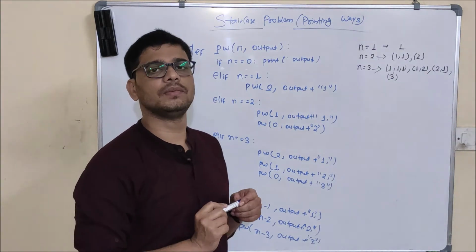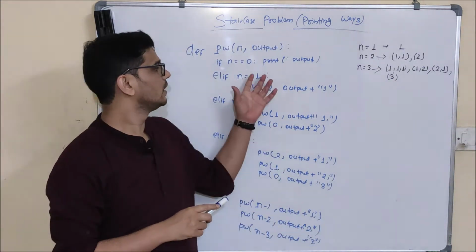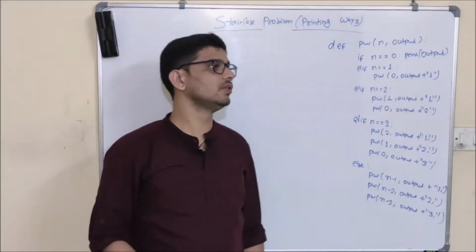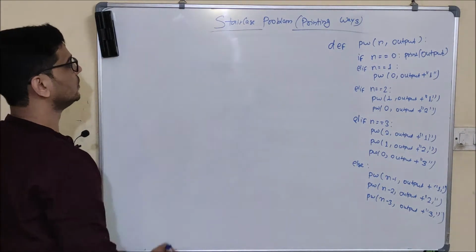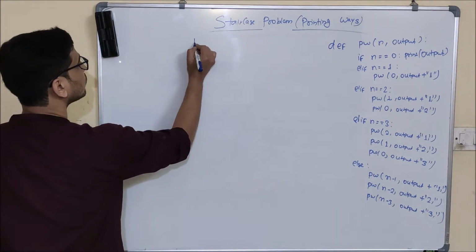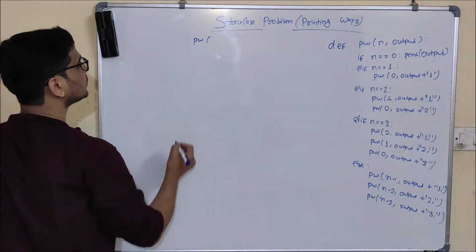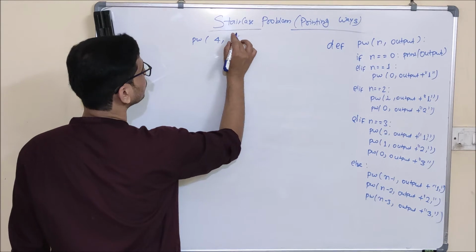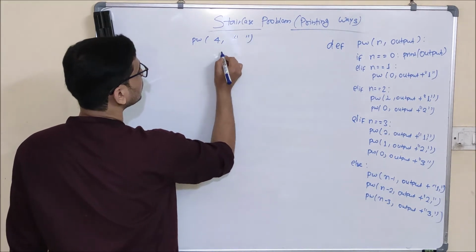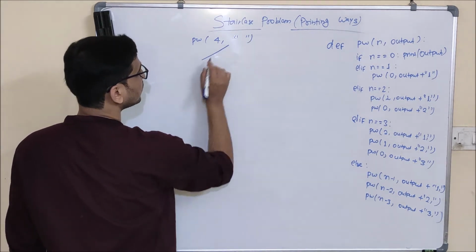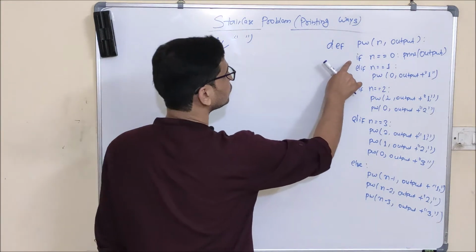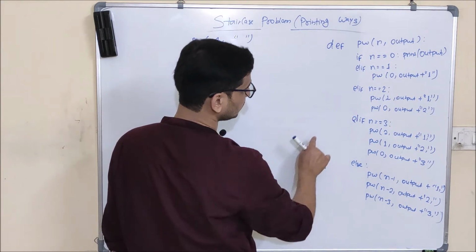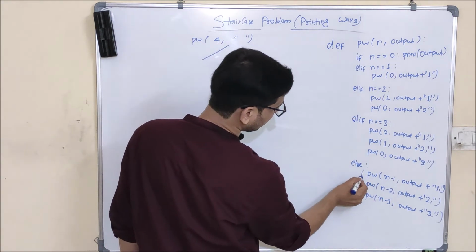Okay, now what we will do is we will dry run this program for n is equal to 4. Okay friends, now let's see how this code will execute for n is equal to 4. So we will make a function call to pw of 4 comma empty string. Okay, so it will come and execute this line. It will be false, false, false, false. Control will come to this else.